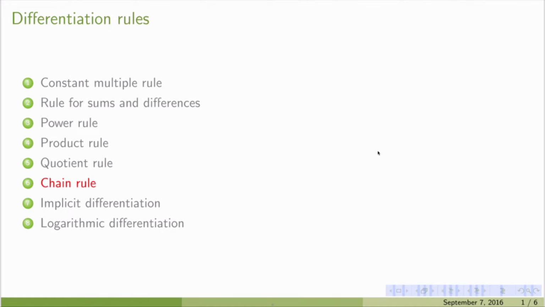Let us learn another rule about differentiation. Which one do you think is next? We did the rules for constant multiples, for sums and differences, power rule, product rule, quotient rule, and they were all very easy. Now the chain rule, which we do today, is also easy. It is a rule for the differentiation of composite functions.